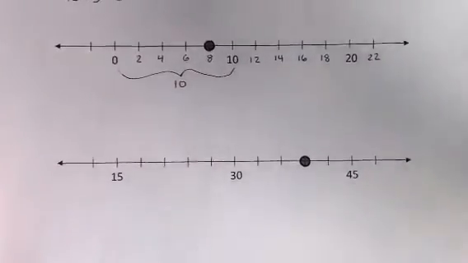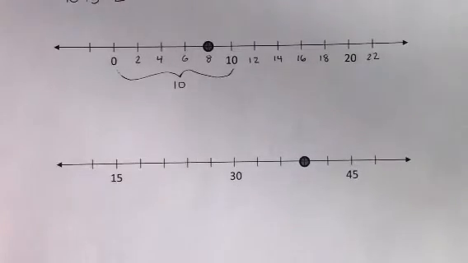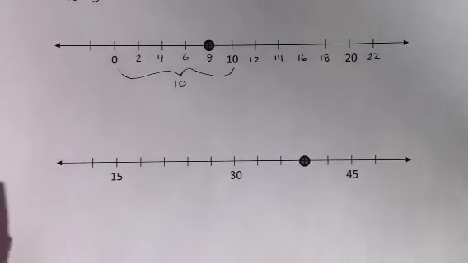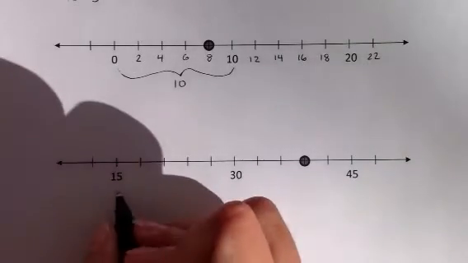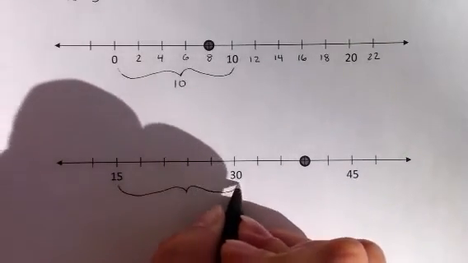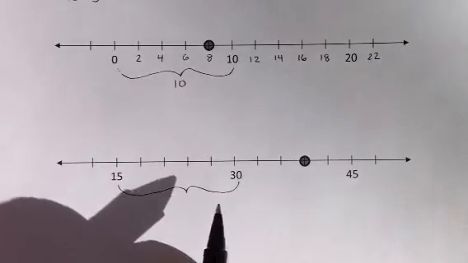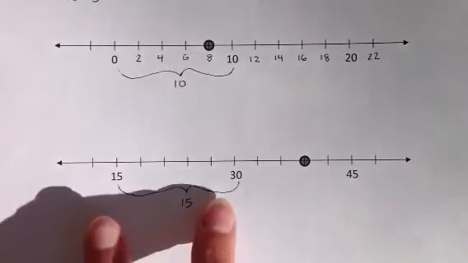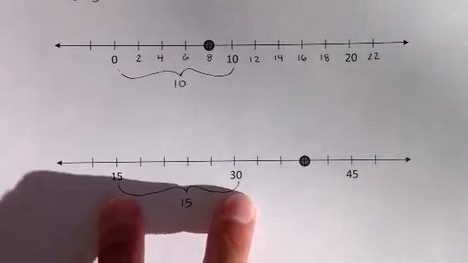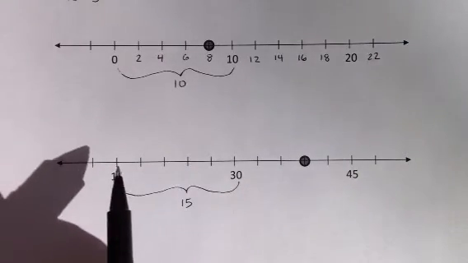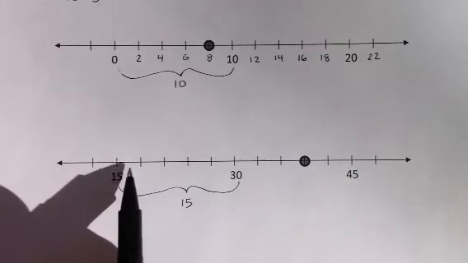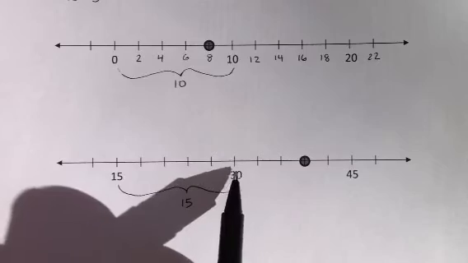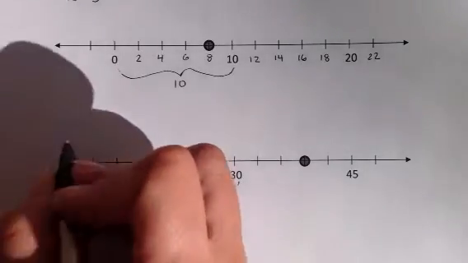So like I said, sometimes you're not going to have it starting at 0, so we need to determine the distance by using subtraction. So from here to here, 30 minus 15 is 15. So my distance from here to here is 15. And then how many pieces is this section broken into? 1, 2, 3, 4, 5. So again, I had 5 equal pieces.